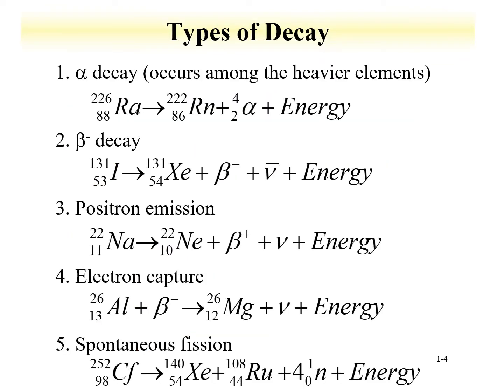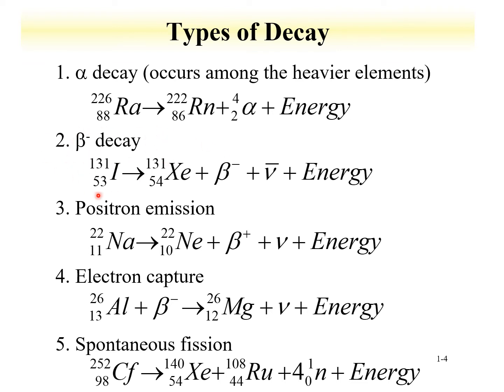The types of decays that we'll discuss within the course are listed here. Alpha decay, which we've already discussed, occurs among the heaviest elements. An example here is radium-226 that decays by an alpha that makes radon-222 and then energy. So energy is a common component of every alpha decay, and of every particle decay. This energy is actually the conversion of mass into energy. So E equals mc squared.